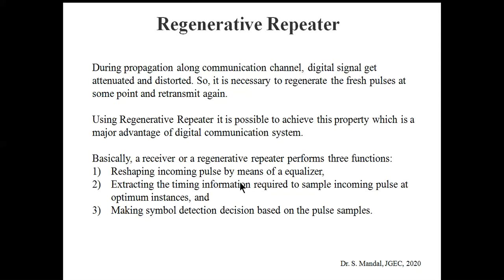Now, the second function is the extraction of the timing information. It is always necessary for the correct regeneration of the pulses. There are different processes by which we can extract the timing information. One process has already been discussed, that is self synchronization. And the third point is making the symbol detection decision based on the pulse sample. That means we can detect what the incoming voltage level is.